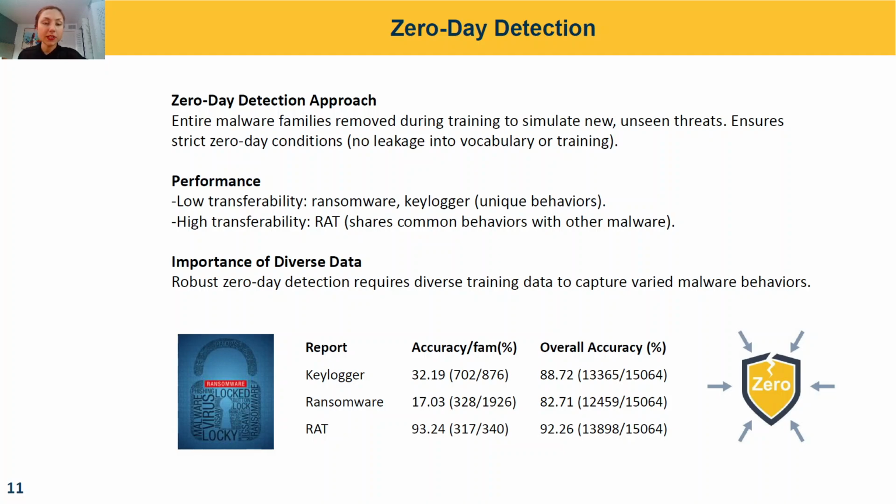To simulate zero-day conditions, we remove entire malware families from the training set. Ransomware and keyloggers show low transferability, meaning they rely on unique behaviors not present in other families. Rats generalize very well, likely due to shared behaviors. These results highlight the importance of diverse and representative datasets when building zero-day resilient models.